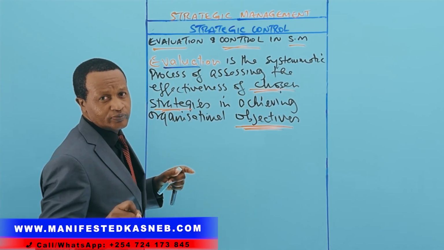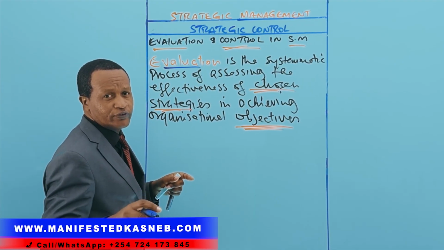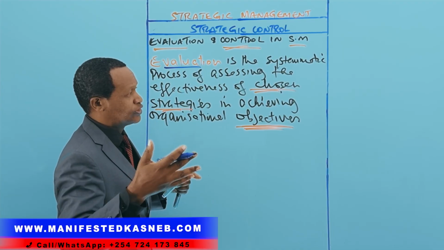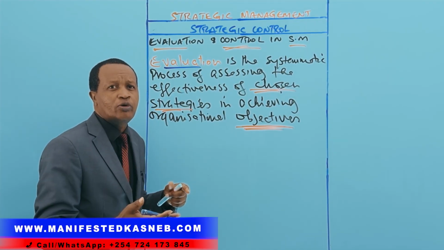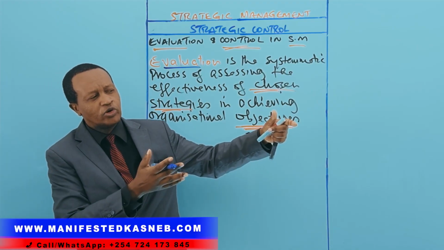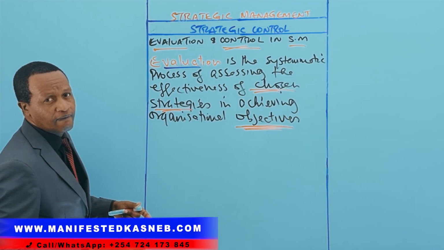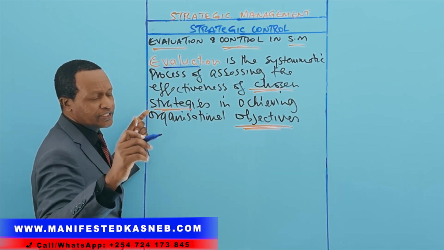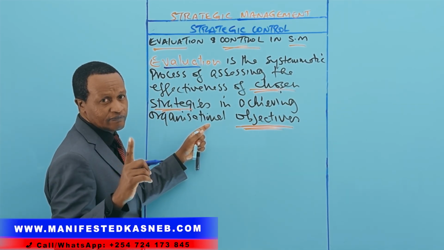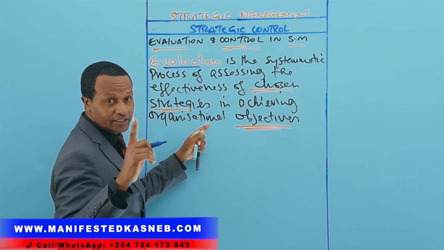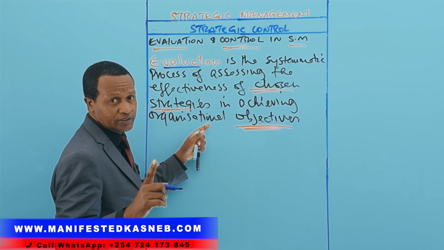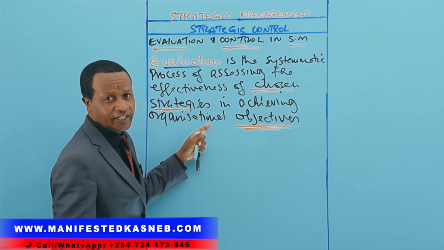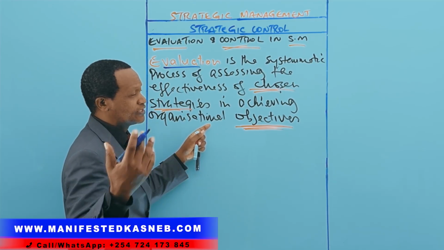It involves gathering and analyzing information about an organization's performance and comparing it against the predetermined goals and standards. So the aim here is to determine how well the strategy is working. That is very important, so that you can also identify areas of success and failure, and also understand the reasons behind the performance.